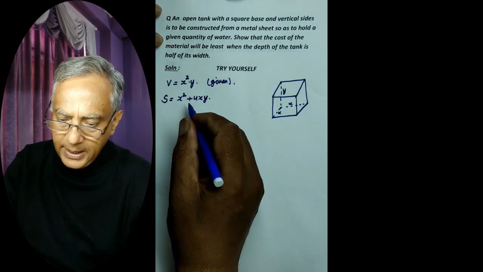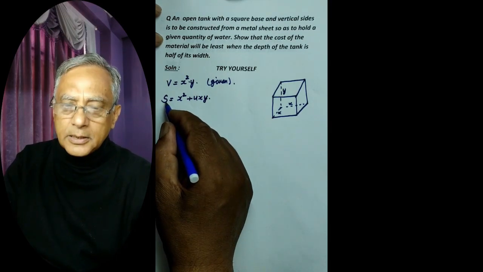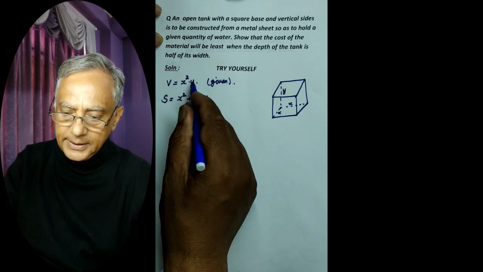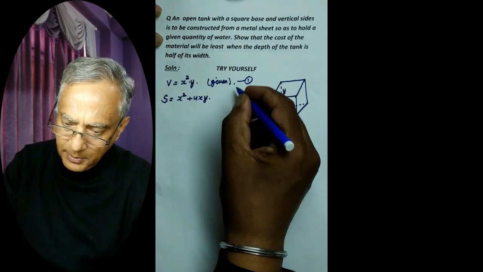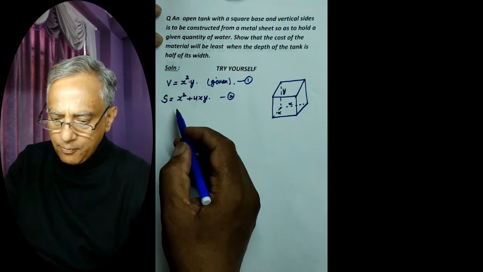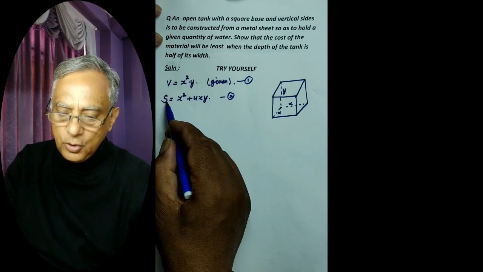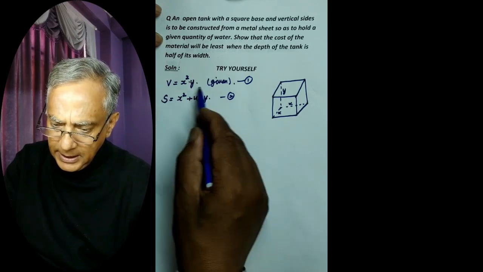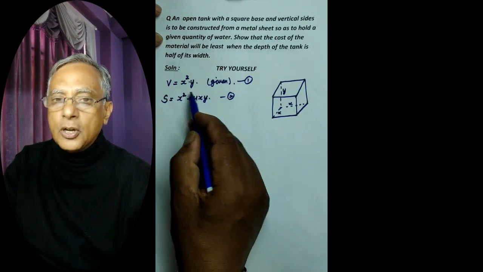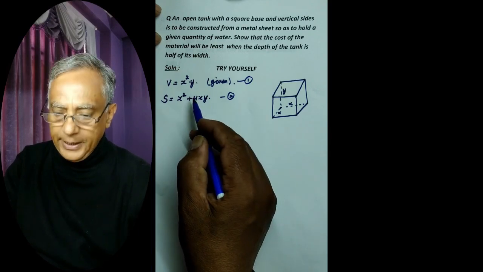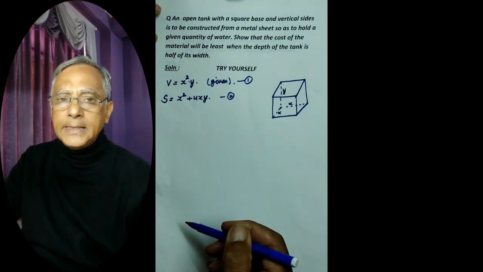So we have to minimize s subject to this condition. Let this be 1, this be 2. You have to minimize s using this. So use this to express s as a function of a single variable, and then proceed as usual.